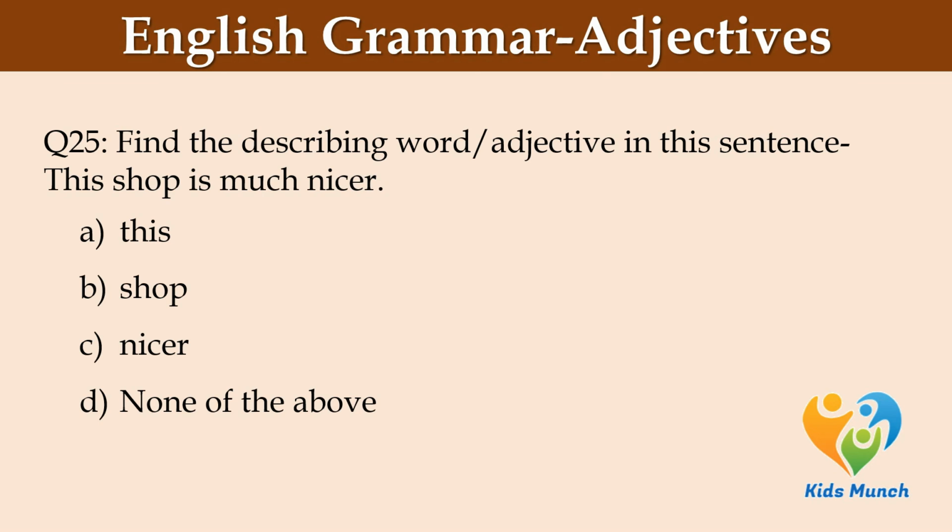Find the describing word in this sentence. This shop is much nicer. Option A, this. Option B, shop. Option C, nicer. Option D, none of the above.